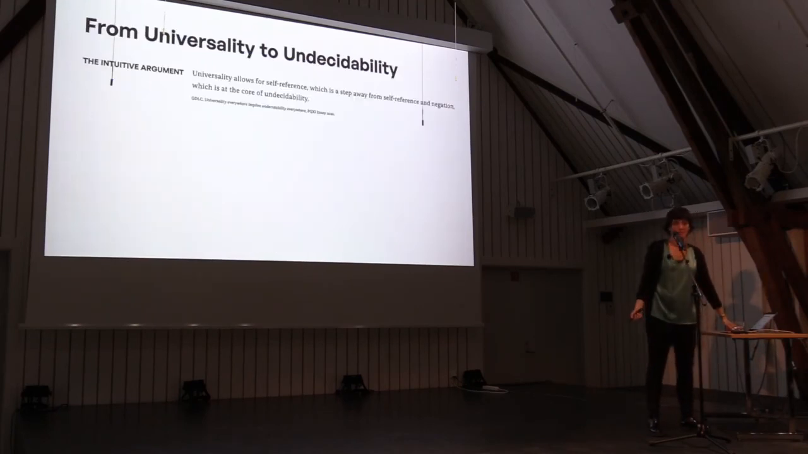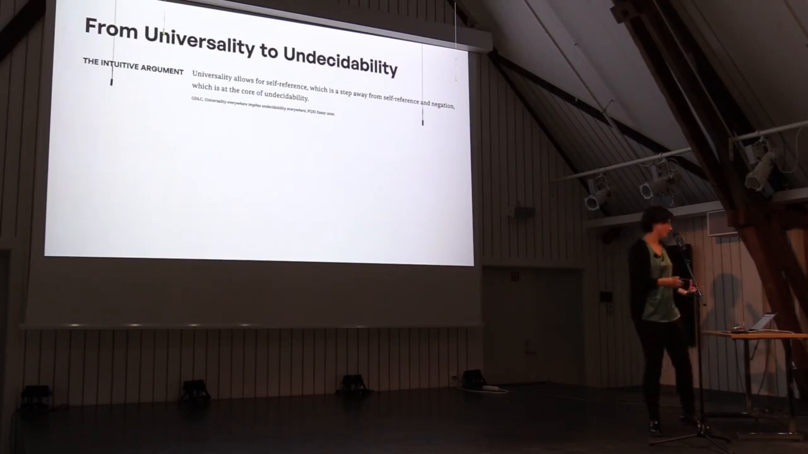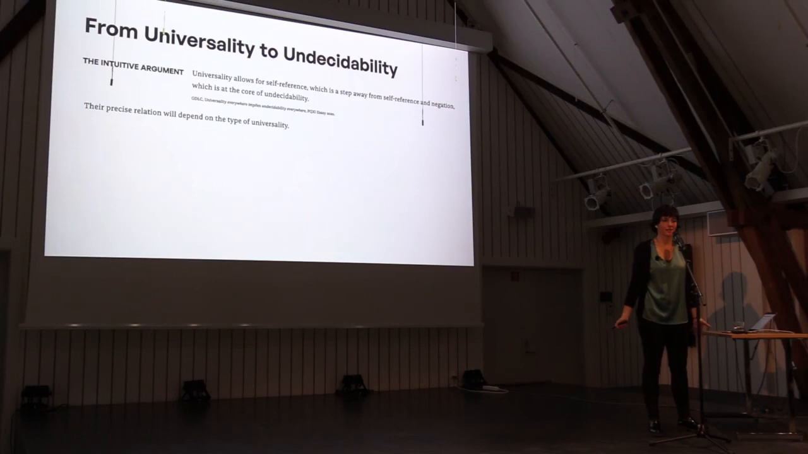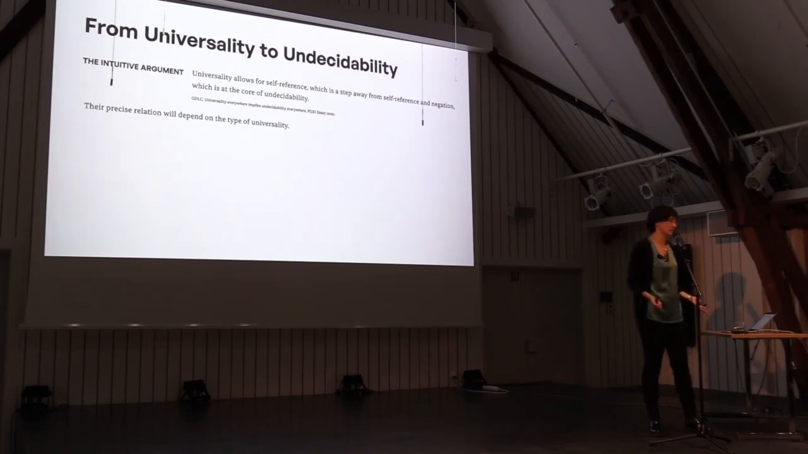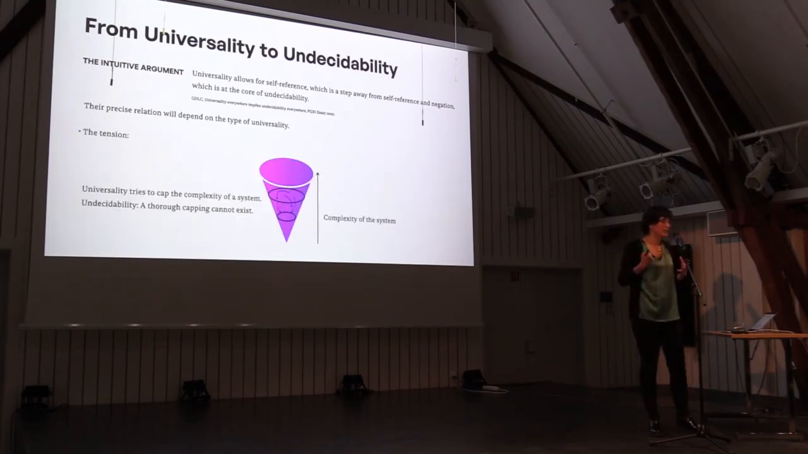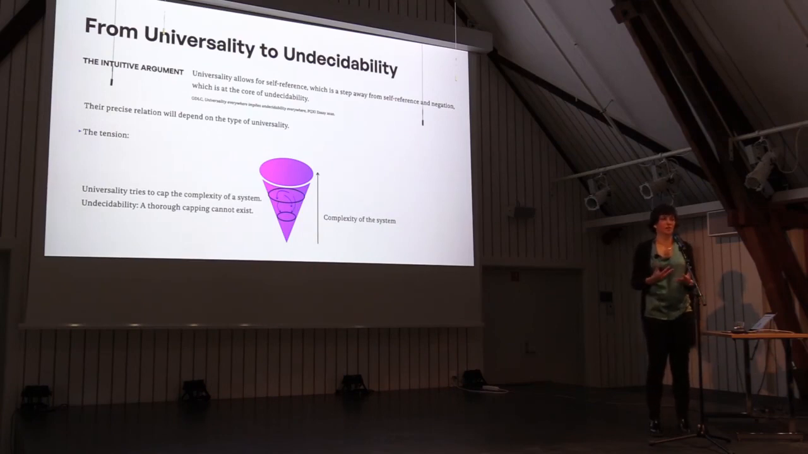Okay, yeah, that's the intuitive argument which I already gave. Universality allows for self-reference, which is a step away from self-reference and negation, which is at the core of undecidability. But of course, to make this precise, you first need to define universality, which is the first part of the talk. And clearly, there are some trivial forms of universality which are not going to be bound to undecidability. And I also see some kind of a fundamental tension between the two. Like universality tries to capture the complexity of the entire system, and undecidability says this will never be possible in a thorough way. Yeah, I'm not sure what to make of that.